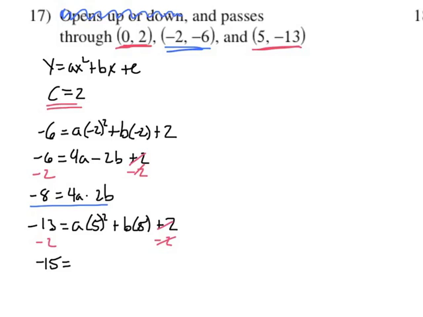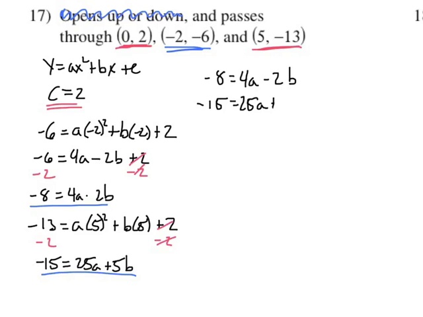5 squared is 25, so I've got 25a plus 5b. There's our second equation. Now, we go through and solve for a and b using the process called elimination. So negative 8 equals 4a minus 2b, and negative 15 equals 25a plus 5b. I suggest using the smaller numbers, meaning I suggest trying to get rid of b.